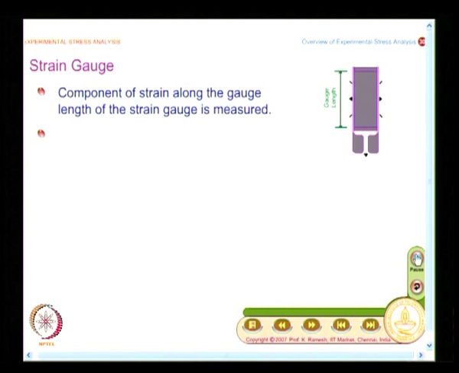And as I have mentioned earlier, in this you get component of strain along the gauge length of the strain gauge, and here you have the typical enlarged view of the strain gauge, and you call this a gauge length. So, a strain gauge measures only component of strain, it is not measuring strain tensor.